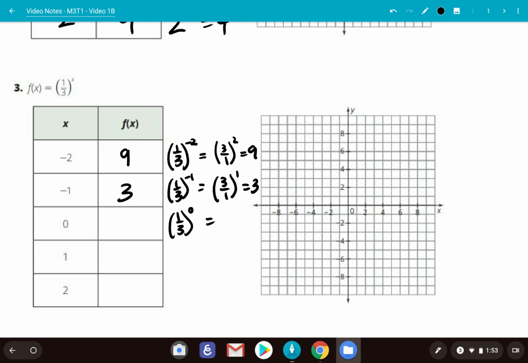1/3 to the 0 power is just 1. 1/3 to the first power is just a third. And then 1/3 to the second power, that's 1/3 times 1/3, which is 1/9. And then we can graph this: over to the left 2, up 9; left 1, up 3; 0, up 1. Over 1, you're going up a third, and then over 2, you're going up a ninth.